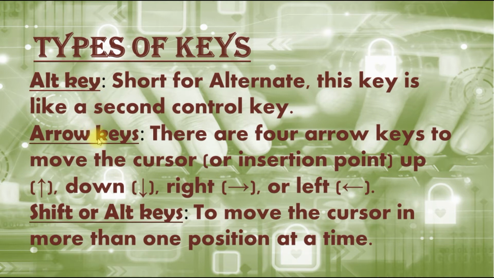Then next is the arrow keys. Now as you all know, there are 4 arrow keys to move the cursor. Okay, downward side, rightward side, left side and upper side. Okay. Next one is the shift or alt keys. To move the cursor in more than one position at a time, we make use of shift or alt keys.